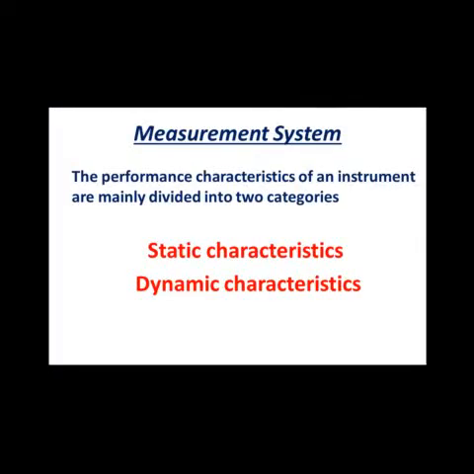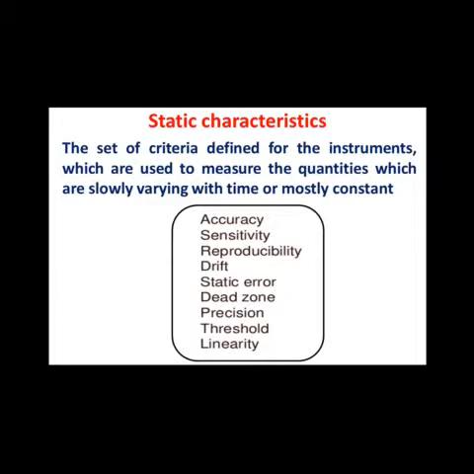Today we are going to learn the static and dynamic characteristics of a measuring instrument. In the measurement system, the performance criteria of an instrument are mainly divided into two categories: static characteristics and dynamic characteristics. So first we see what is static characteristics.